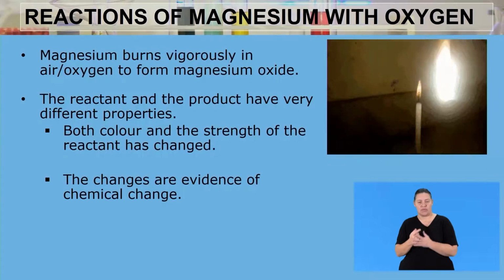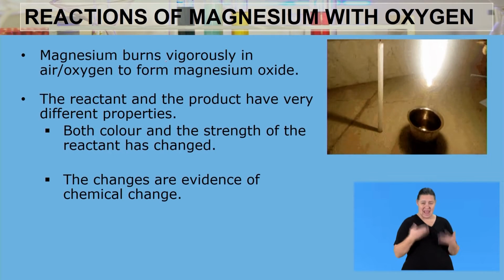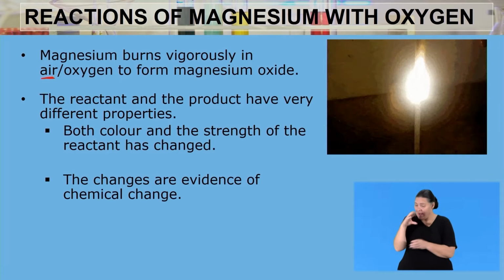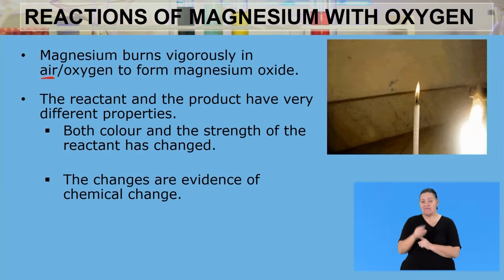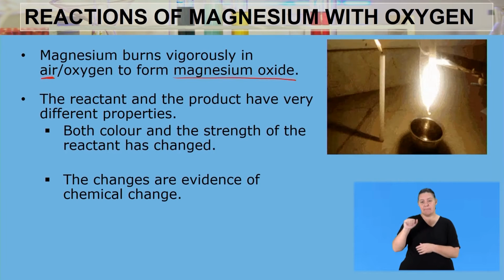Welcome back, learners. So now we're going to look at our next concept, being the reaction between magnesium and oxygen. So to start, we need to know what happens when magnesium reacts with oxygen. When magnesium reacts with oxygen, it burns vigorously in air. Remember that air is a mixture of certain substances, one of them being oxygen. So when it burns in the presence of oxygen, it forms magnesium oxide.